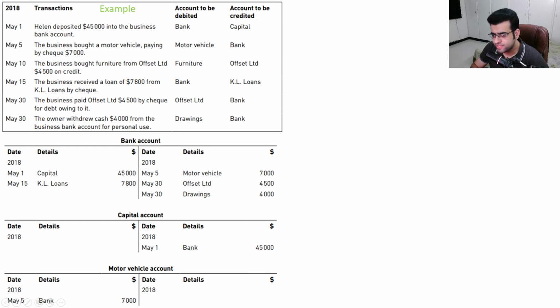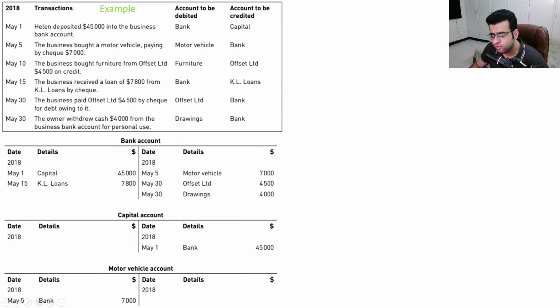Now we have our second transaction on May 5. The business bought a motor vehicle paying by check $7,000. So motor vehicle is being introduced in the business and we are paying by bank because a check is paid from the bank. So now bank account is reducing and bank account is an asset. An asset decreases on the credit side. So on the credit side of the bank account, we will write motor vehicle and 7,000.